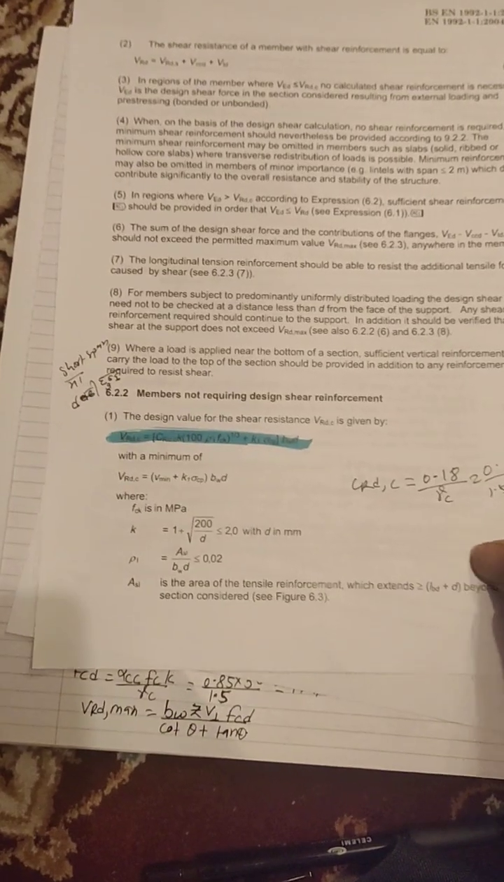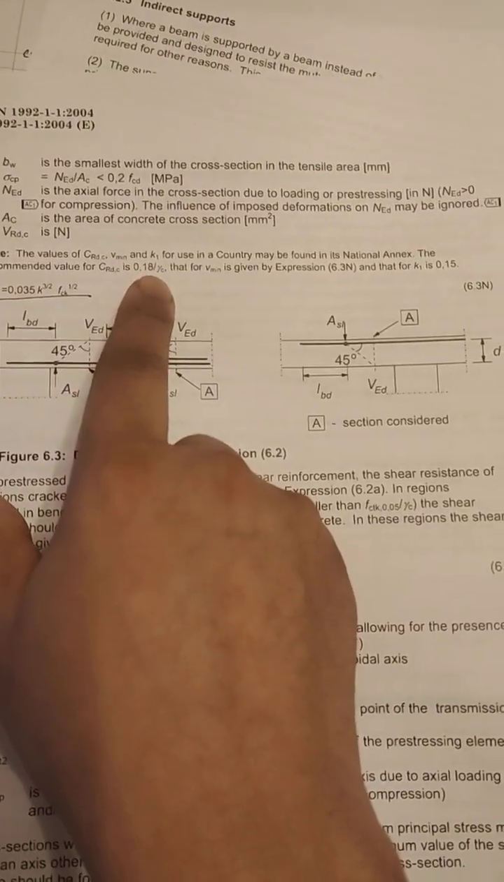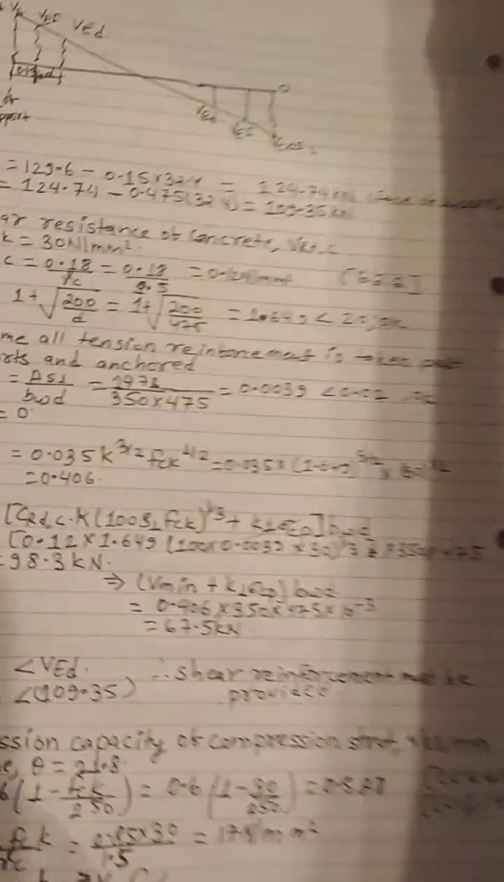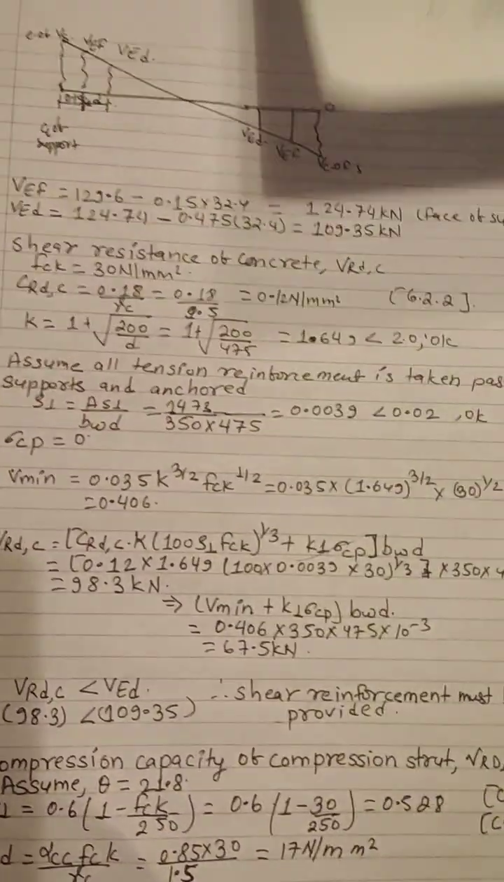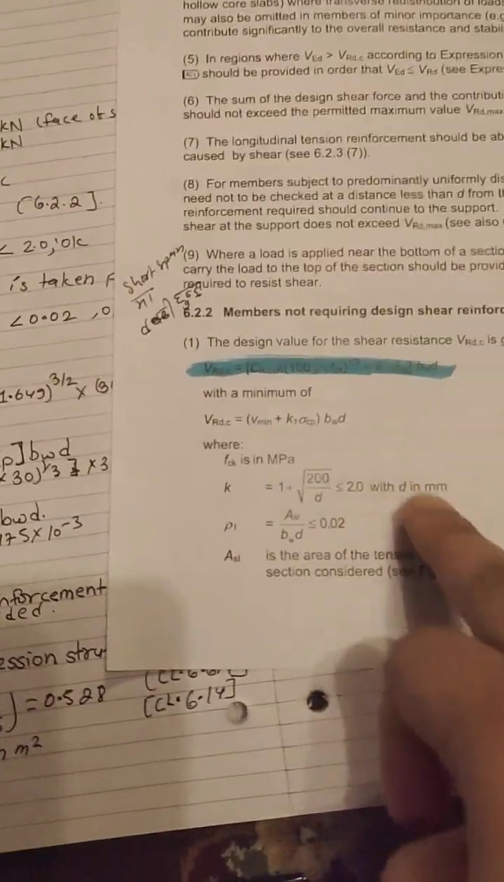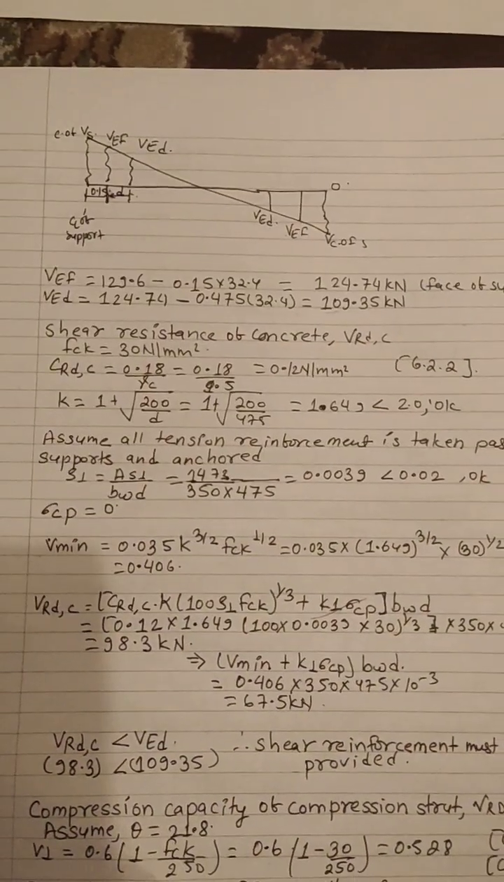Here we have the Eurocode. CRd,c is written like that. CRd,c is taken as 0.18 by gamma C, it depends on the national annex. So CRd,c is equal to 0.18 by 1.5, where gamma C is 1.5 for concrete. So we calculate CRd,c, and for k, k is given as 1 plus root under 200 divided by d. It should be less than 2, so it is less than 2, which is okay.